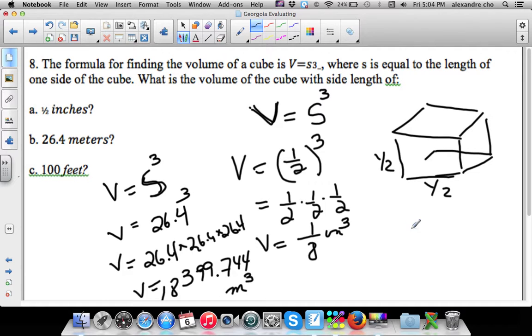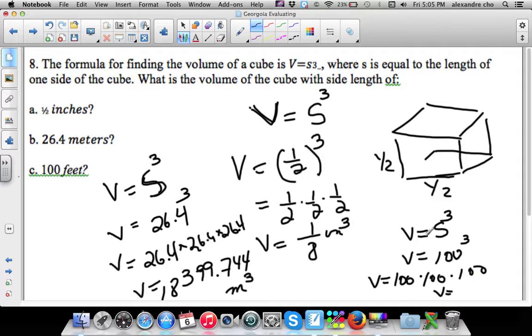And the last one is a little bit easier. Volume again equals s to the third power, where s is the side of this particular cube, and it's a huge cube because the side is 100 feet. So you're going to get 100 to the third power. Volume is going to be 100 times 100 times 100, and that's easy enough to multiply in your heads. So we have 1, 2, 3, 4, 5, 6 zeros.